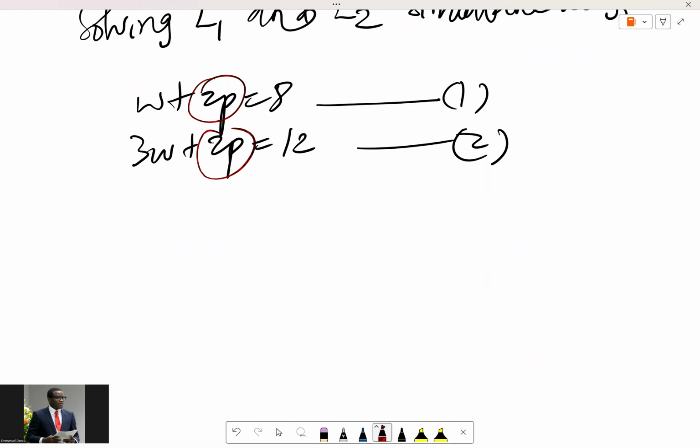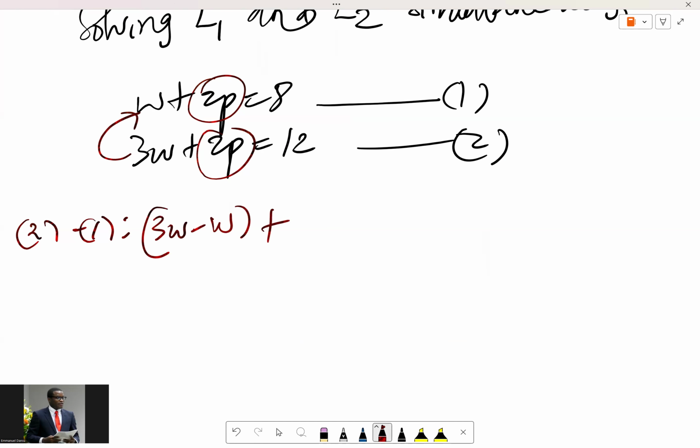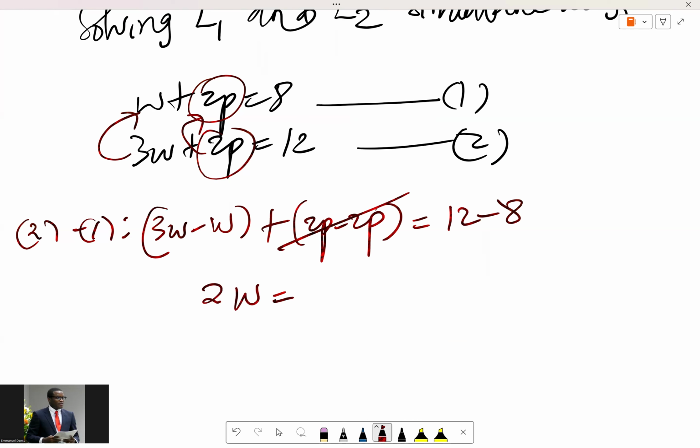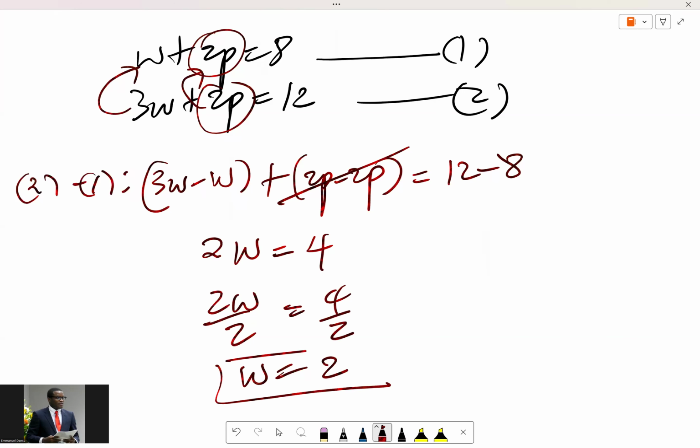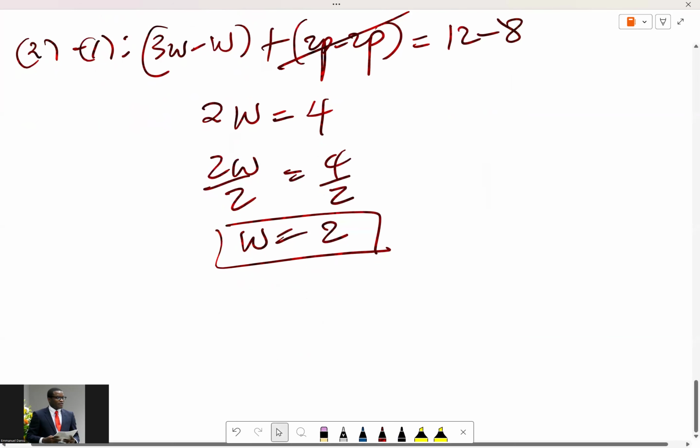In that case, we can just say equation 2 minus equation 1, because these two are the same, so they'll cancel out. So 3W minus W plus 2P minus 2P is equal to 12 minus 8. So this simply cancels out. 3W minus W is 2W. 12 minus 8 is 4. So 2W divided by 2 is equal to 4 divided by 2. So W is equal to 2.